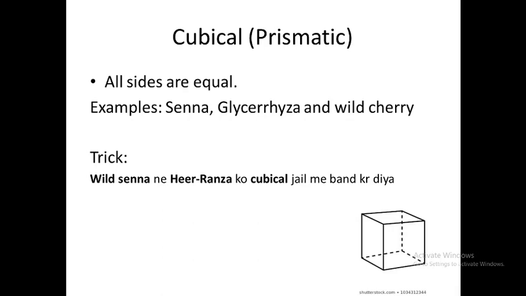So just remember this using a simple trick, that is: wild senna ने हीर रांझा को cubical shape जेल में बंद कर दिया. So this word wild indicates the wild cherry, senna indicates the senna plant, हीर रांझा indicates the glycyrrhiza, which is also known as licorice, and cubical indicates the cubical shape calcium oxalate crystals.